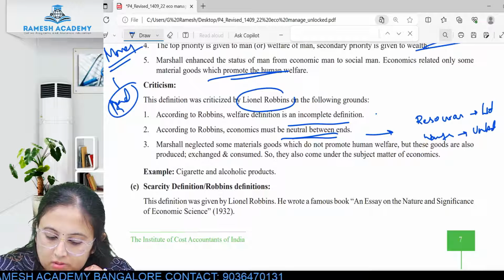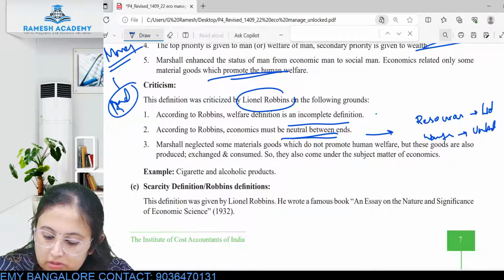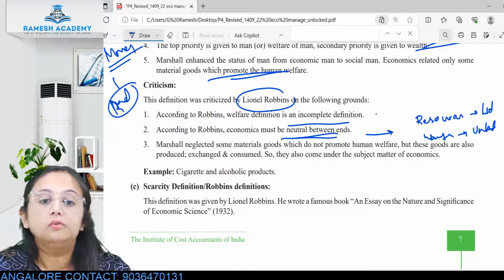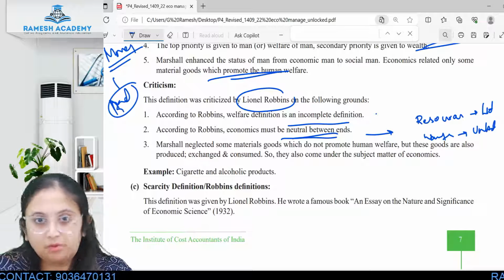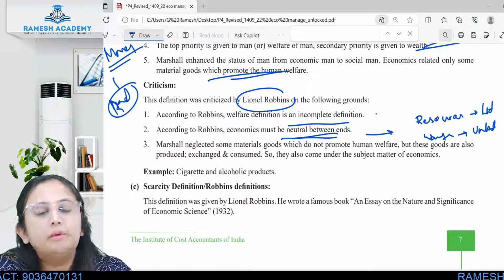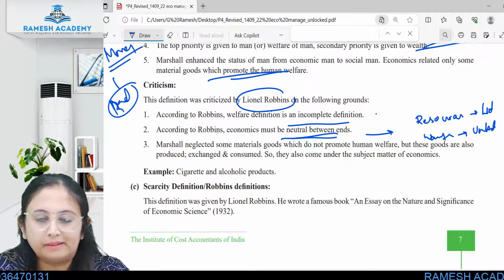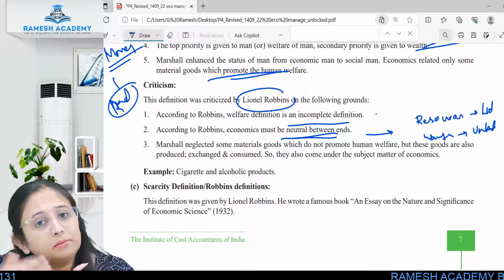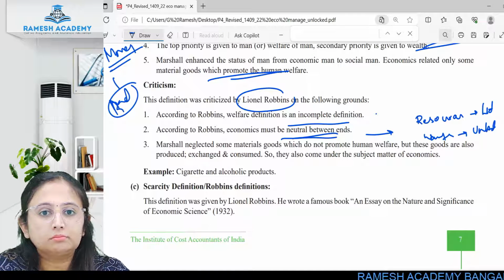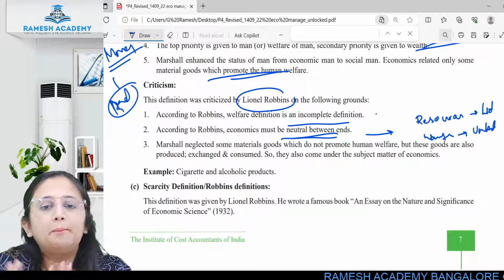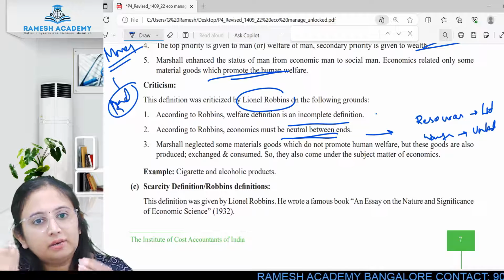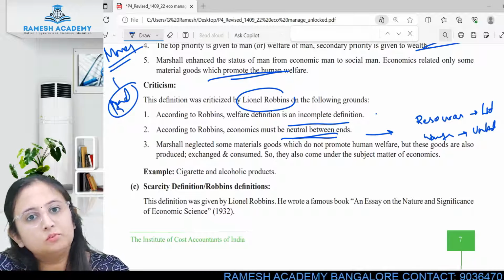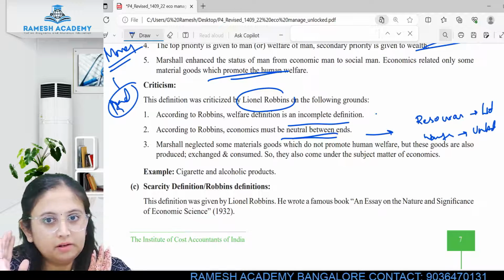Marshall also neglected some material goods which do not promote human welfare, but these goods are also produced, exchanged and consumed. So they also come under the subject matter of economics. For the purpose of welfare, for the good of the people, people consume so many things which are actually not good for health. Marshall did not talk about that. Marshall only spoke of happiness for a person and for society. For example, if I consume alcohol and it gives me happiness, that is my welfare, my well-being.